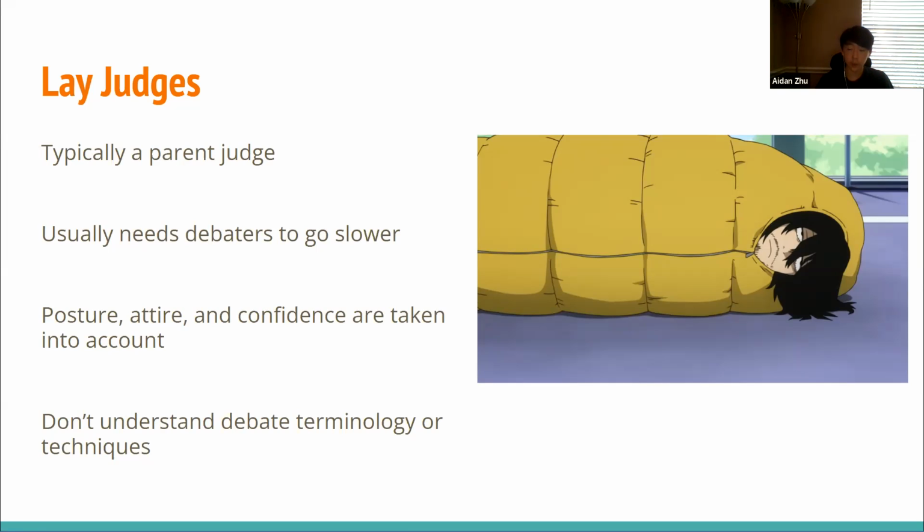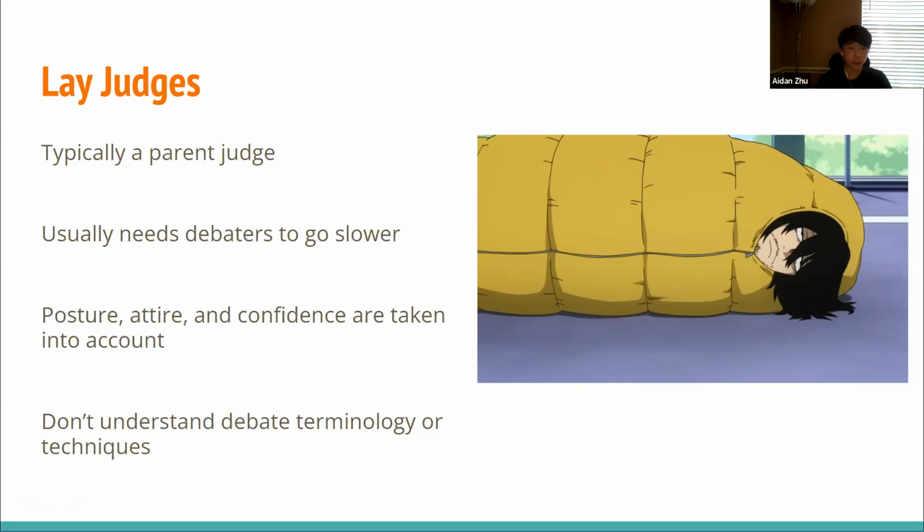Like you'll see in LD, because they have longer speech times and also have more content they want to get through, they'll talk really, really fast to try to cover as much content as possible. Whereas in PF, we have shorter speeches and a more basic debate structure. And so we tend to talk a little slower because PF is typically more receptive to lay judges, like these parent judges.